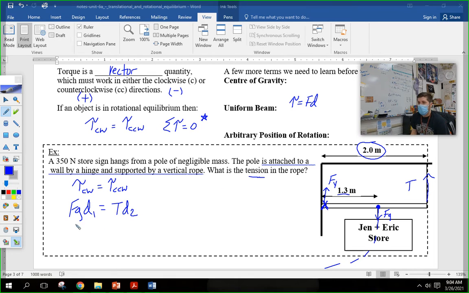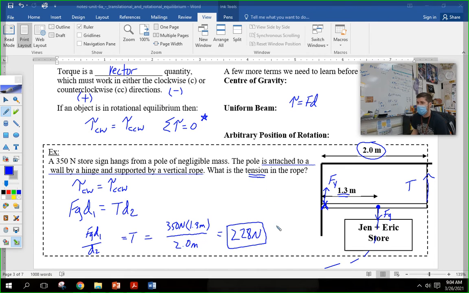So if I plug in my values, they want to find the tension in the rope. If we rearrange, we would have Fg d1 over d2, which means we would have 350 newtons times d1, which is 1.3 meters, all over d2, which is the full 2 meters. And if I crunch the numbers, I get about 227.5, so 228 newtons.